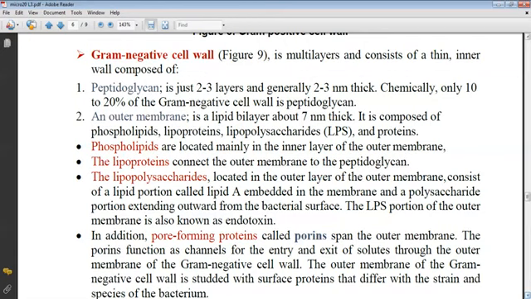in the gram-negative bacteria embedded in the membrane, and a polysaccharide portion extending outward from the bacterial surface. The lipopolysaccharide portion of the outer membrane is also known as endotoxin.